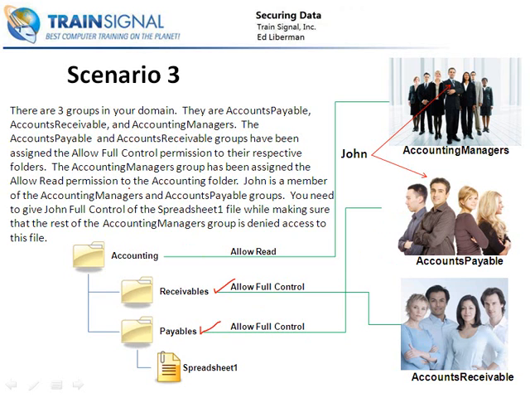The accounting managers group has been assigned the allow read permission to the accounting folder, which is up here. John is a member of the accounting managers and accounts payable groups. Right? We have that here. Again, John is a member of managers and accounts payable. You need to give John full control to the spreadsheet 1 file, which you'll see is down here in the payables folder, while making sure that the rest of the accounting managers group is denied access to this file. All right, so let's take a look at where our current permissions stand so we can figure out what, if any, changes we need to make.